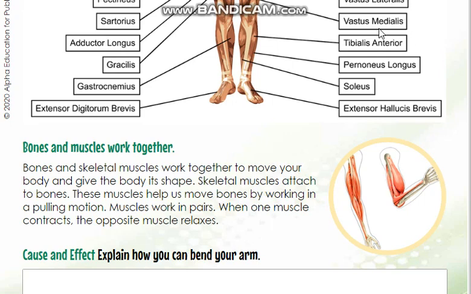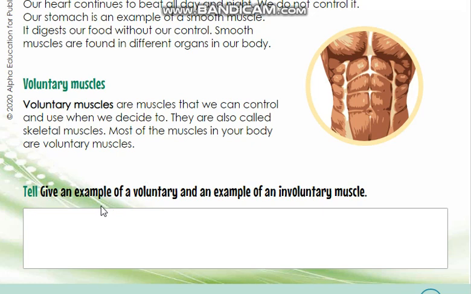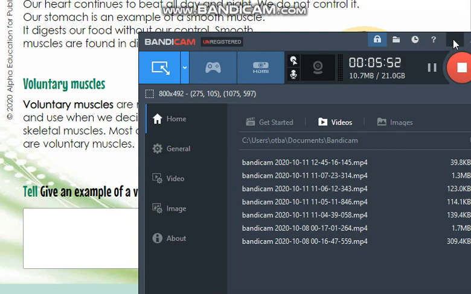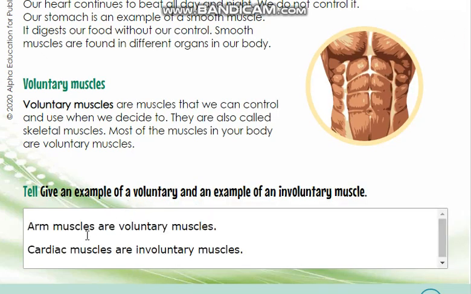Now we have some questions that we did in the classroom when we took this lesson. We will go now to page 130. At the end of page 130, there is a question that we are going to do again. It says, give an example of a voluntary and an example of an involuntary muscle. We're gonna write together. So here our muscles are voluntary muscles and cardiac muscles are involuntary muscles.